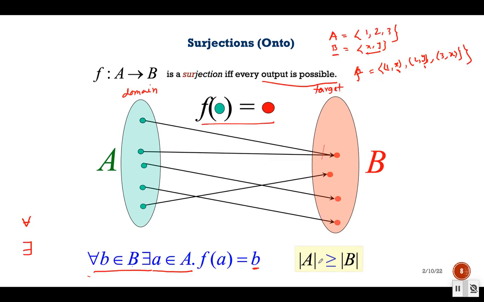Here I'm going to ask you something interesting: try to make a different example, where the number of elements in B is higher than the number of elements in A. Try to prove whether surjection is possible or not. For example, make B say x, y, z, p, q, r. Do you think it is possible to have a surjection?